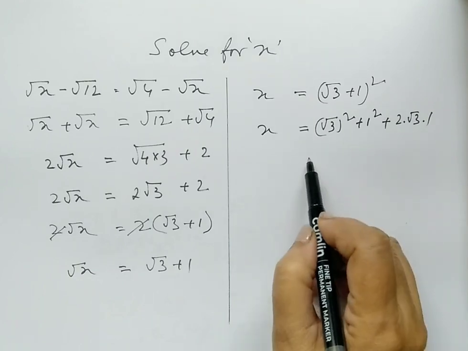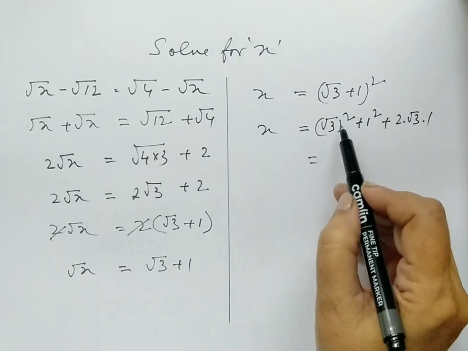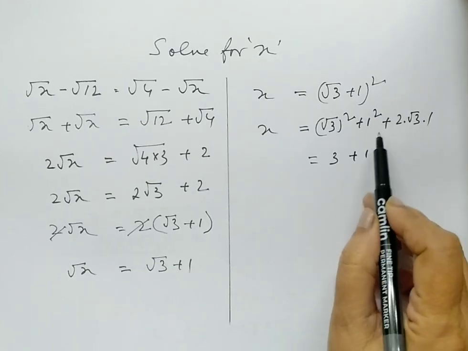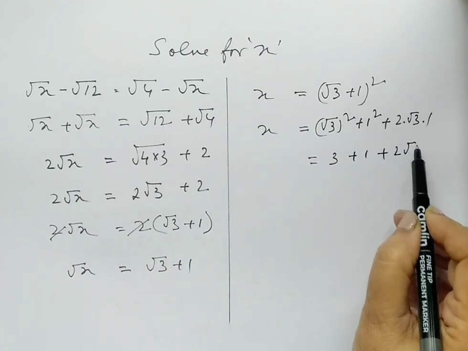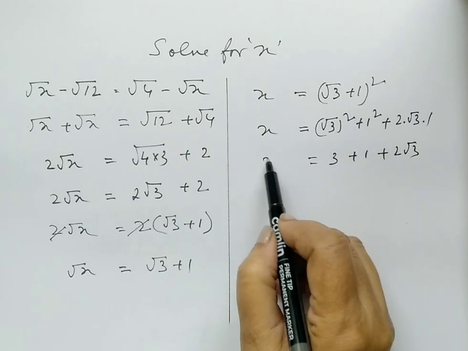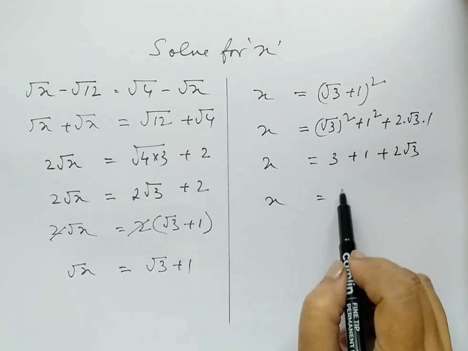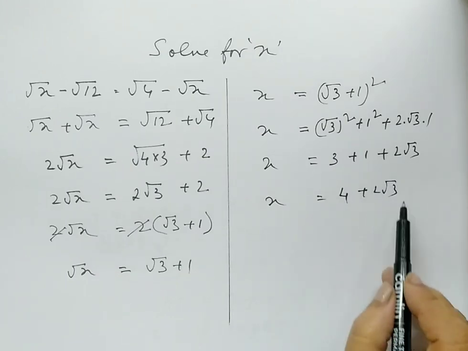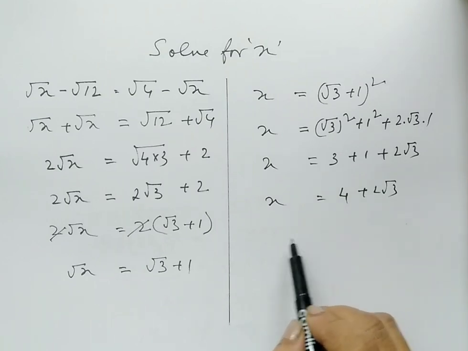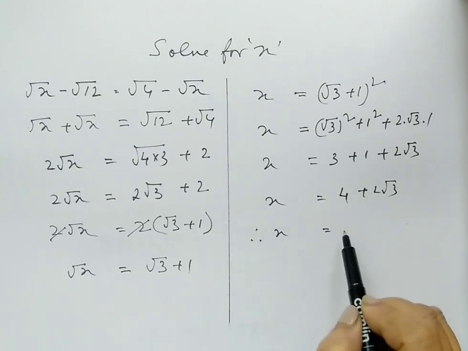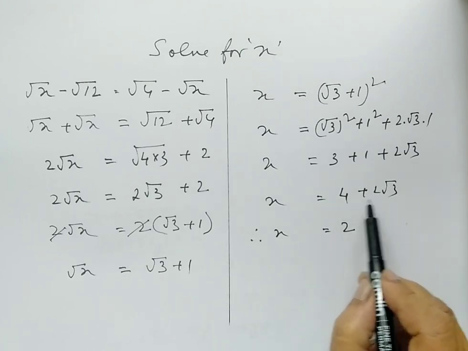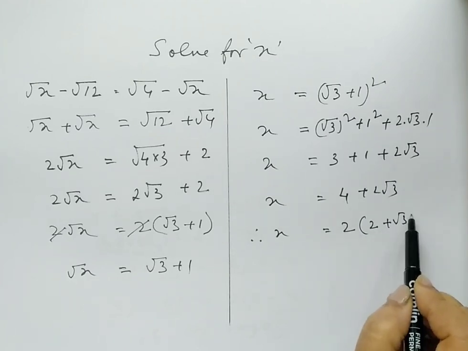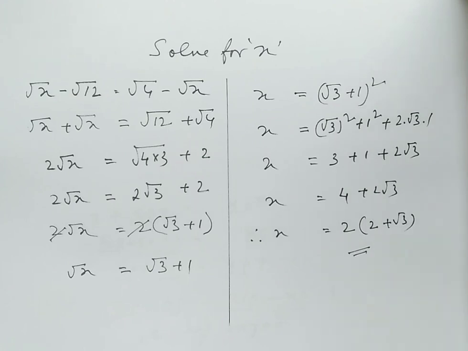Here root 3 into root 3 is 3. 1, obviously 1 square is equal to 1, and we have 2 root 3. X again comes down and we have 4 plus 2 root 3. So we have our answer already here, but if you want to further simplify, therefore x can be written as, we can pull out 2 from both these terms and we are left with 2 plus root 3. So this is our final answer, guys.